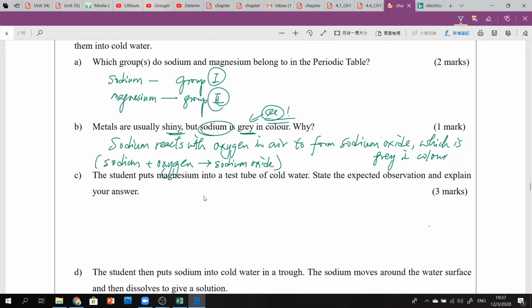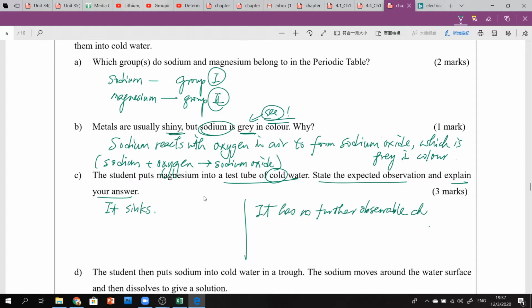C. The student puts magnesium into a test tube with cold water. State the expected observation and explain your answer. Magnesium in cold water, sorry, no reaction. But you have two observations. One, it sinks. And two, it has no further observable change. Observation 1 is it sinks. Observation 2, no further change. You have to relate the answers, so you have to give me 1 and 2.